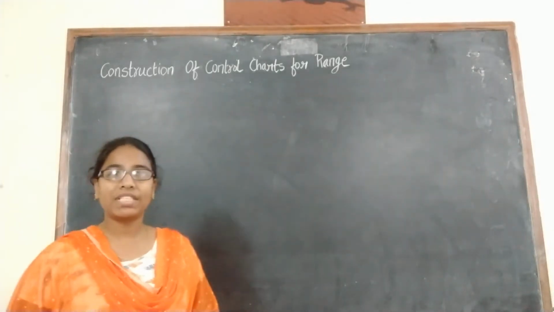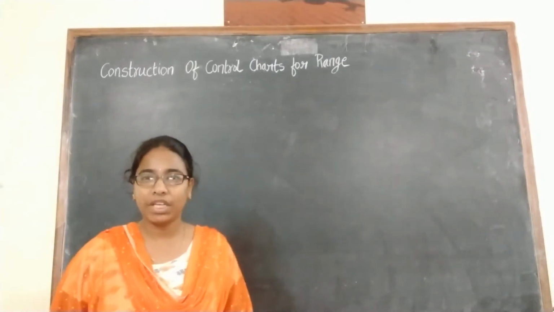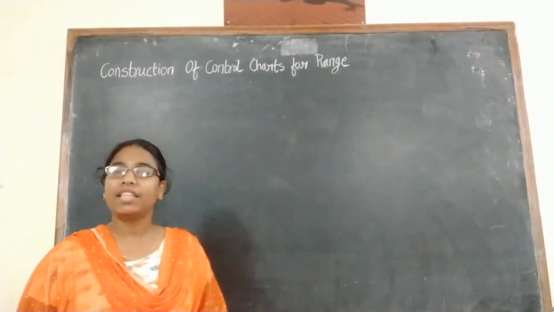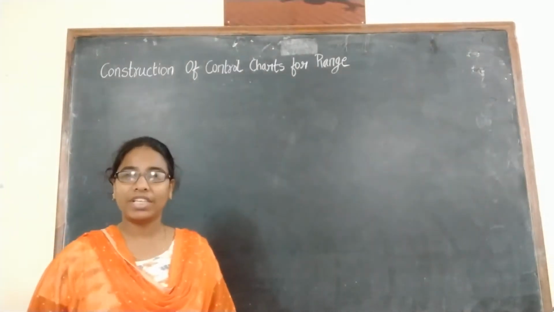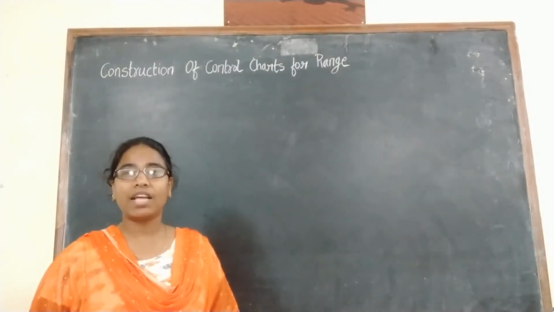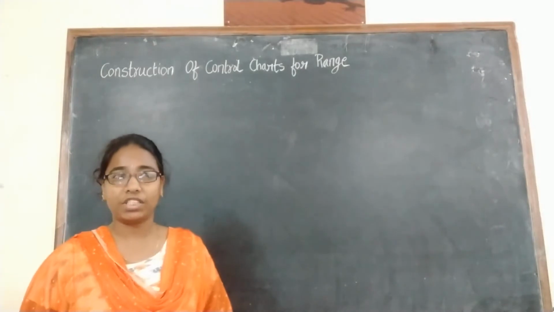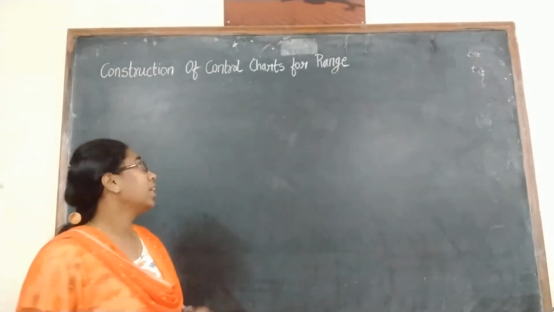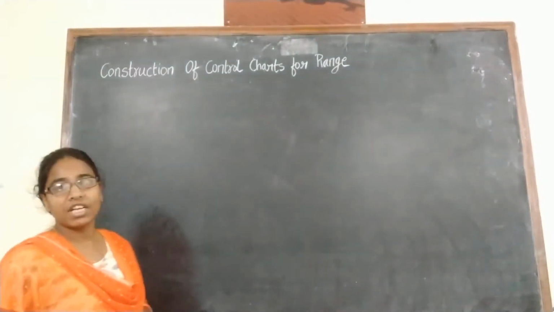In our previous class, we have studied about the control charts. In that, we have already constructed the control charts for the variables. Under that, the mean chart is finished. So the next one is construction of control charts for range.